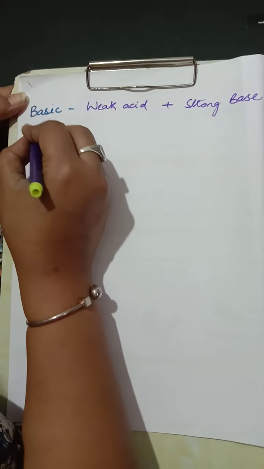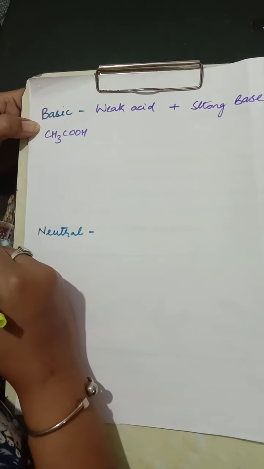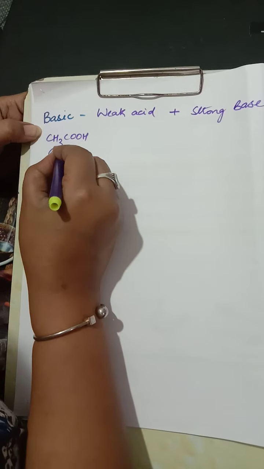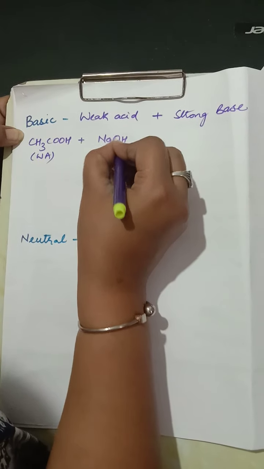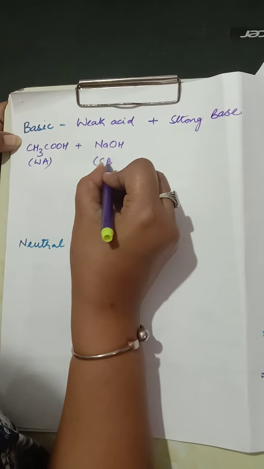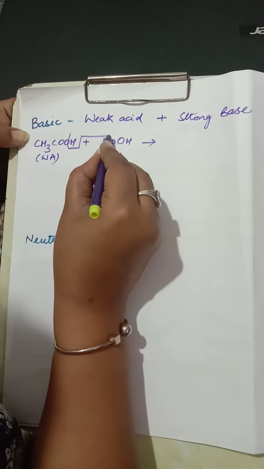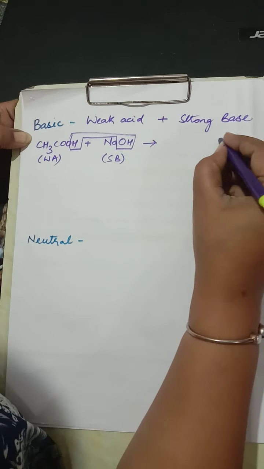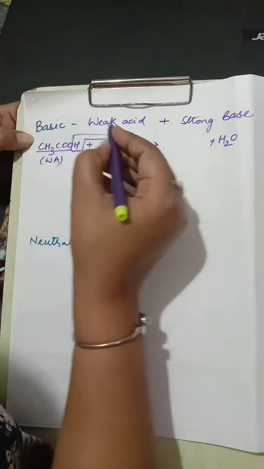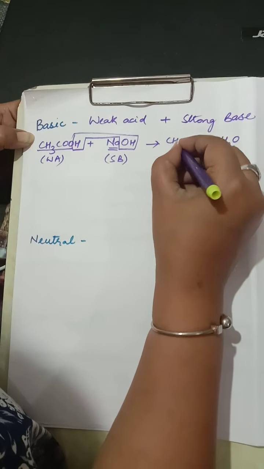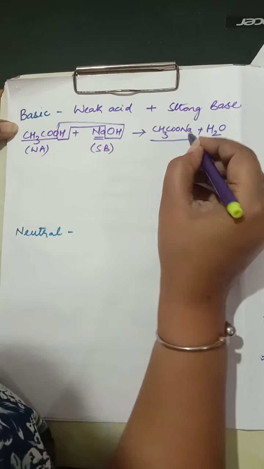For example, weak acid, take example, acetic acid. This is weak acid. When this weak acid reacts with strong base, for example, NaOH, then what happens? Again, this hydrogen will take up this OH, and will give you water, along with this CH3COO combining with Na to give you salt, sodium acetate. The nature of this salt is basic.